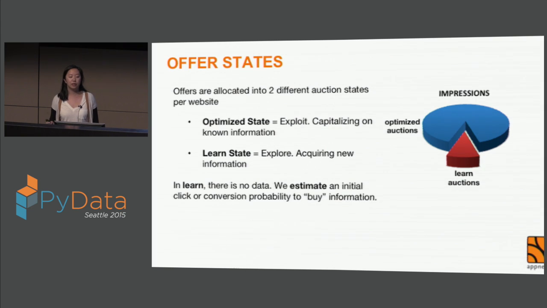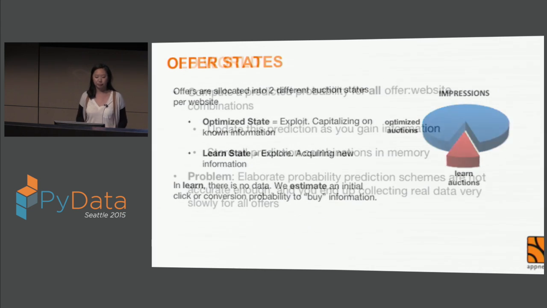The other state is the learn state. That's the exploration state. We don't have any probability, or we just don't have that much data. And so in this case, we're actually buying impressions to accumulate information. So the seller or their website can say, like, 95% of its impressions are going to optimize, whereas the 5% is going to learn. So how do we estimate this initial probability for no data?